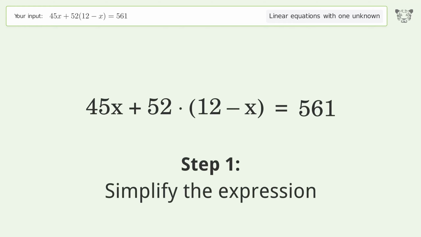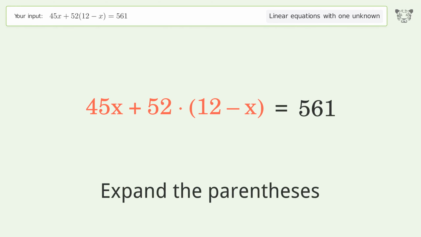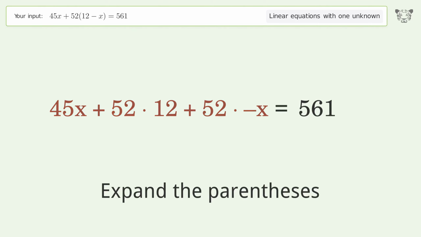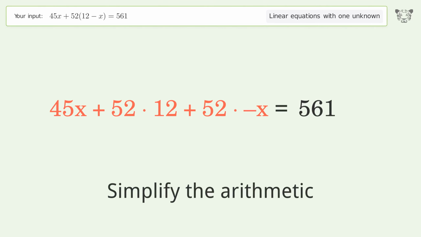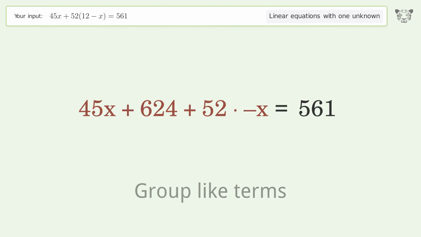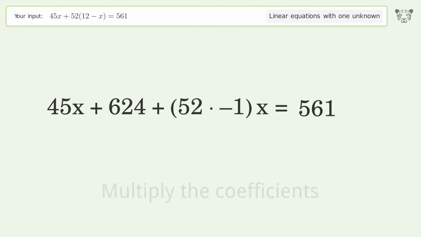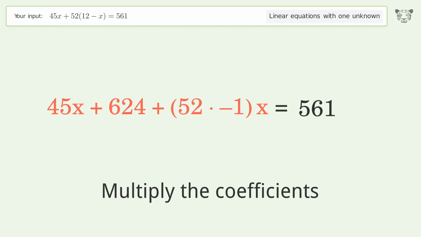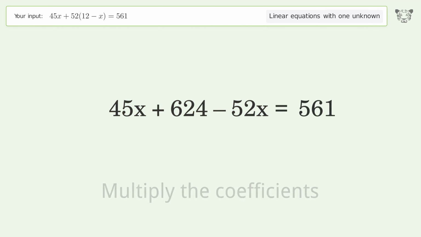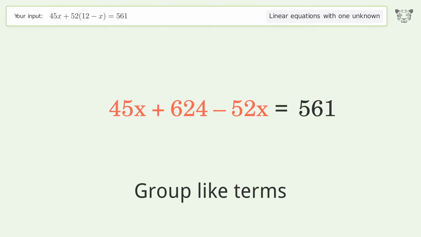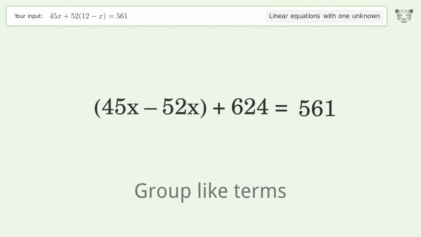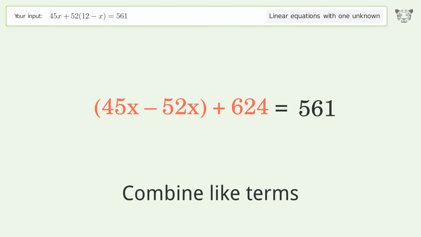Simplify the expression. Expand the parentheses. Simplify the arithmetic. Group like terms. Multiply the coefficients. Group like terms. Combine like terms.